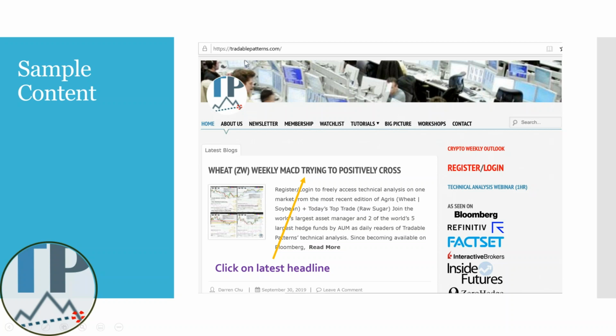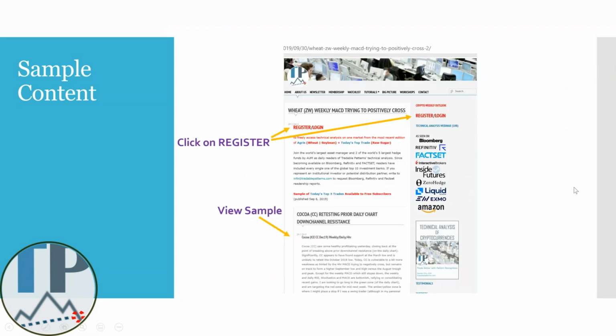This is the website, tradablepatterns.com, spelled TRADABLE patterns.com. When you're at the website, you can click on any of the headlines to log in or register, or you can use the register/login link in the right margin. Once you click on either of those, just follow the prompts. If you've never registered before, I would recommend that you do.